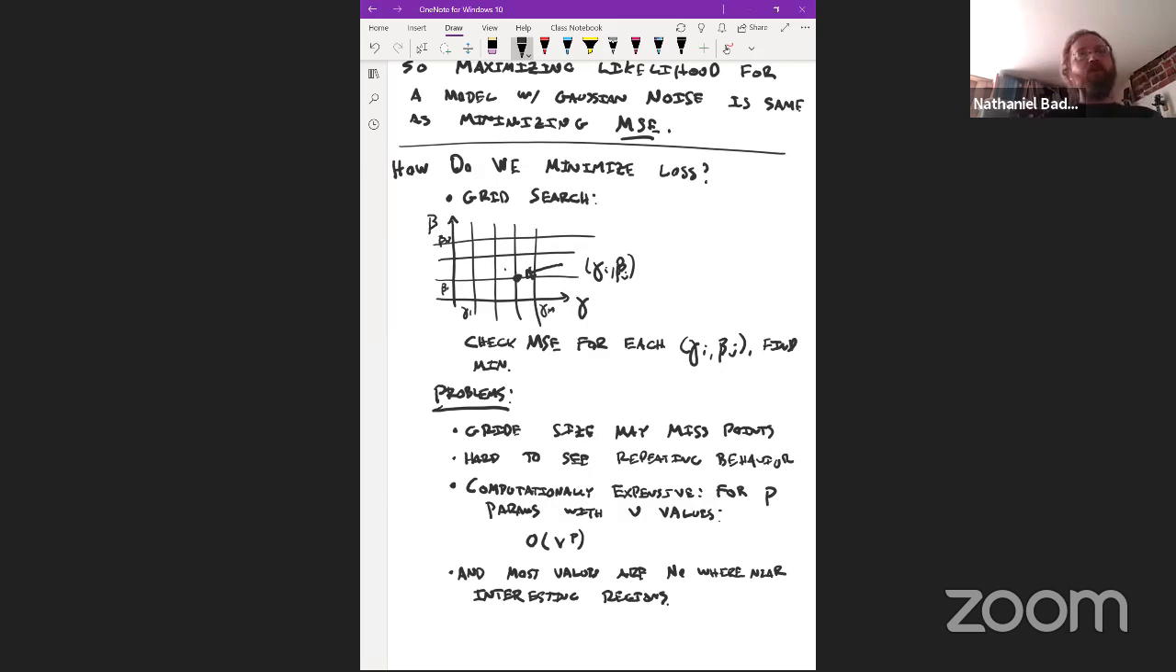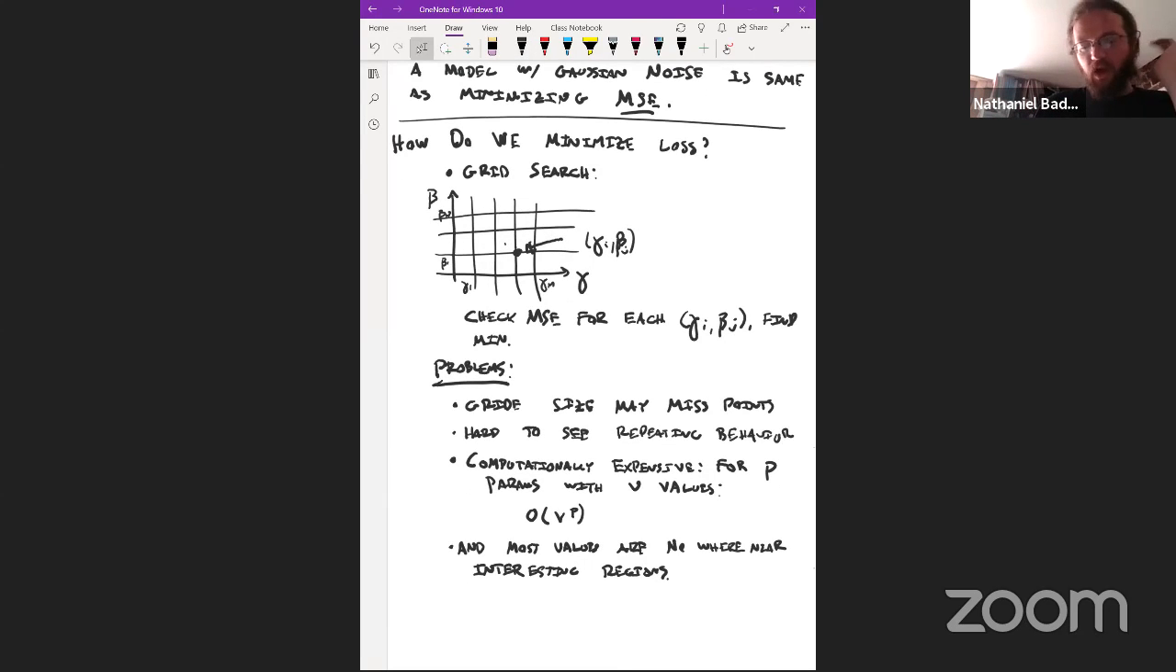Like if you have some nice minimum where everything's flat, and then you just have a nice minimum in some part of space, this doesn't see that, right? It just continues to waste time wandering around in flat regions. Okay, so I should say, all these can be fixed. So grid search, lots of improvements.